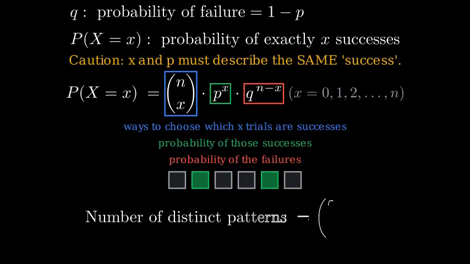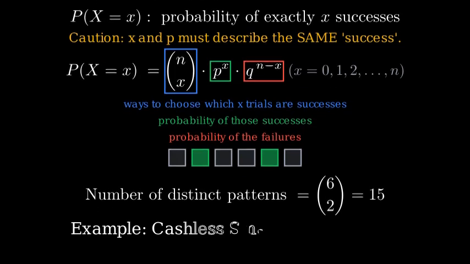Here is the intuition for the combination. Imagine 6 trials laid out as 6 slots in a row. If we want exactly 2 successes, we are choosing 2 slots to mark as success. The number of patterns equals 6 choose 2. Let us do a real example.